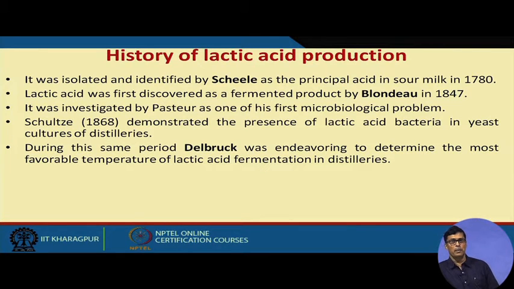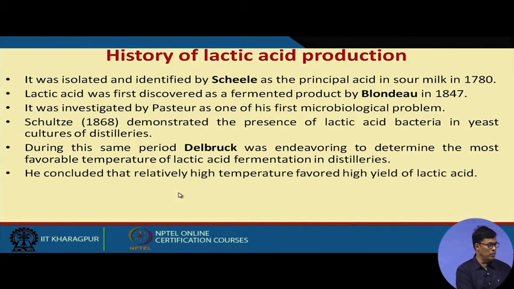In the Baker's fermentation process, purposefully we add lactic acid bacteria in the fermentation broth. Why do we add lactic acid in the fermentation broth? Because this lactic acid acts as a preservative for storing these yeast cells. During the same period, Delbruck, another scientist, was endeavoring to determine the most favorable temperature for lactic acid fermentation in distilleries.